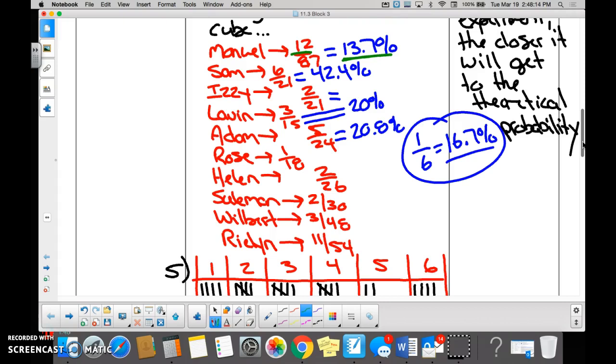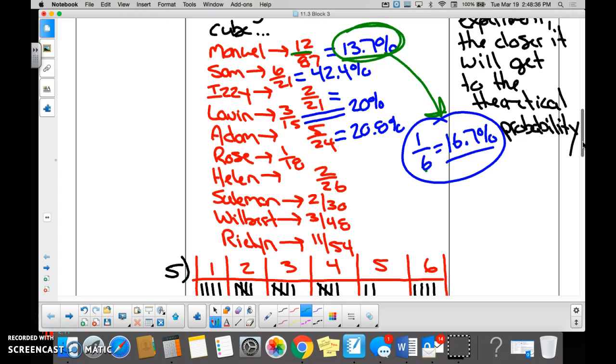Sam, 6 out of 21. Izzy's group, 2 out of 21. Lavin's group, 3 out of 15, and so on and so forth. And one of my questions was, which group was the closest to the theoretical probability? And we determined that Manuel's group was closest to the theoretical probability, which was 1 out of 6, or 16.7%.